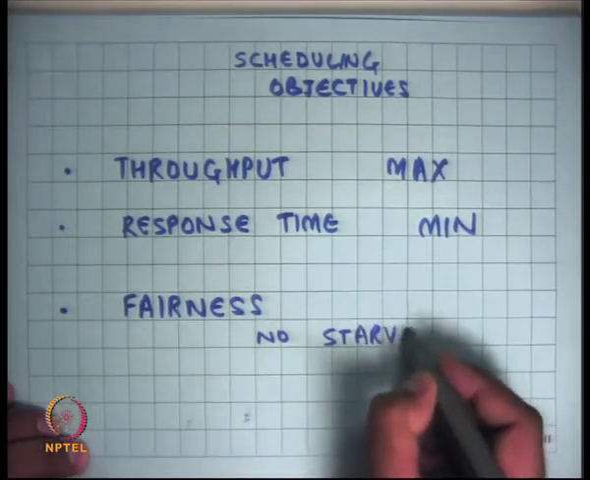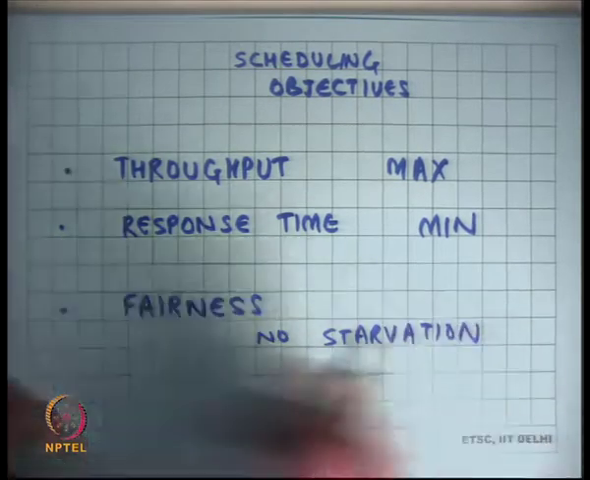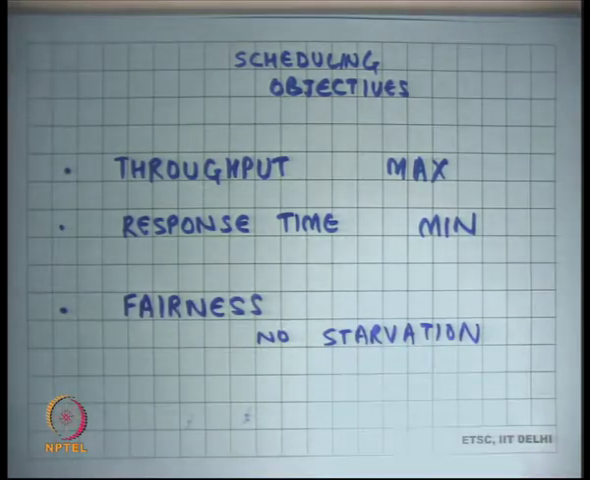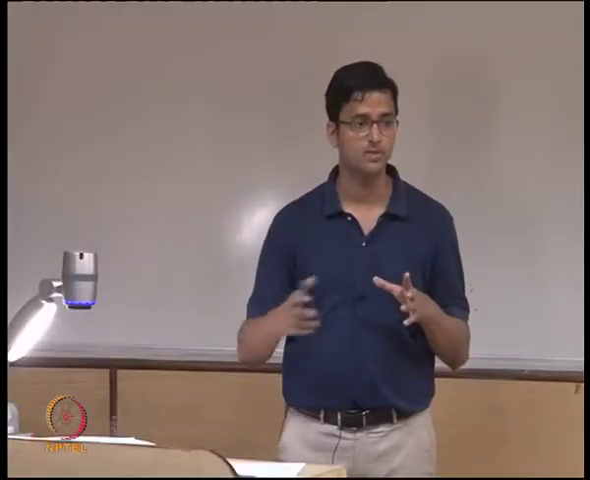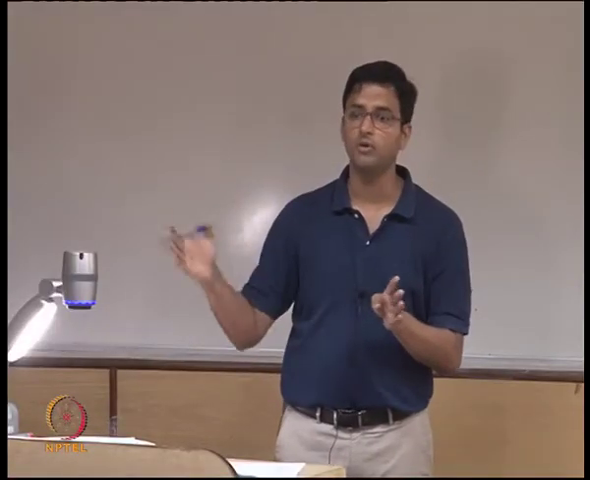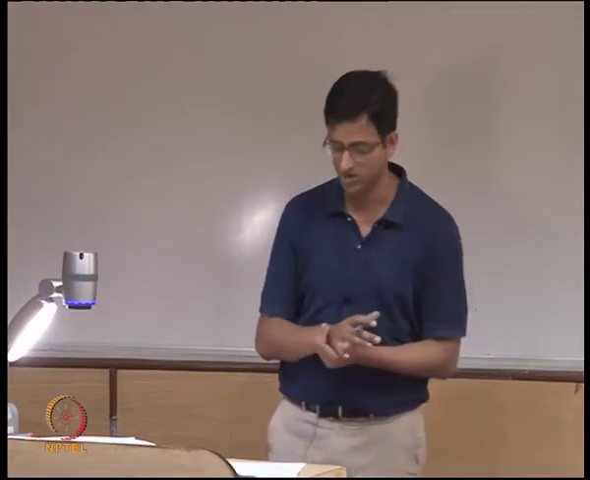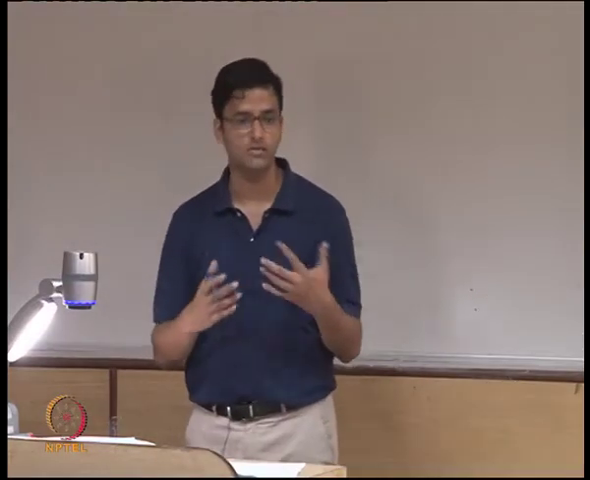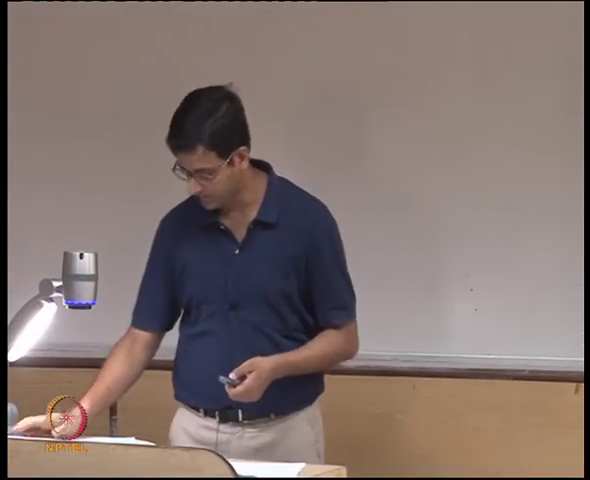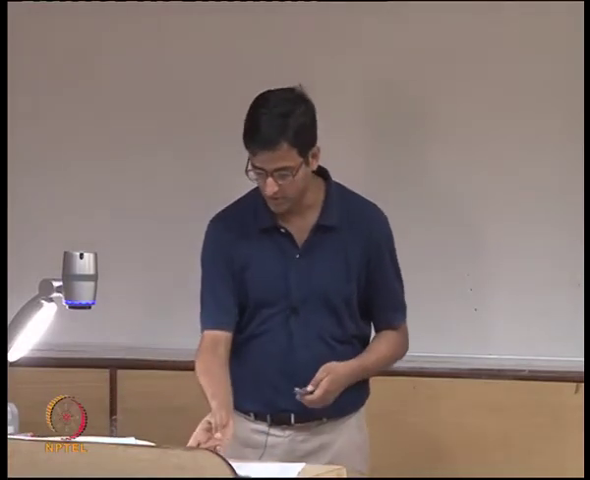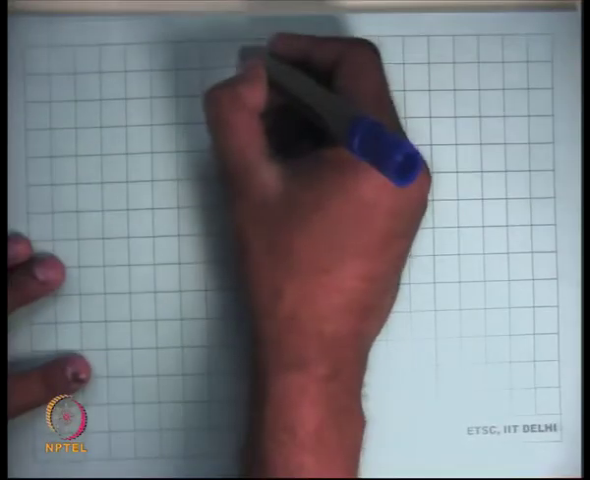By starvation, I mean there's some job that doesn't get to run at all, or there's no guarantee on how frequently it gets to run. It can keep waiting for an unbounded amount of time. That is called starvation, and a scheduler should never allow something like starvation. Those are some of our objectives, and let's look at some types of scheduling policies.